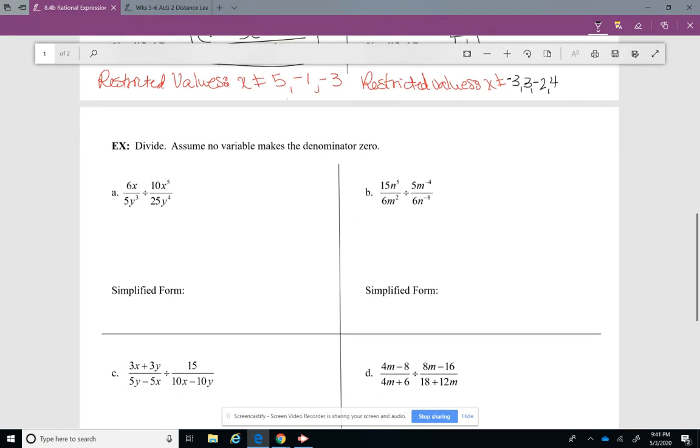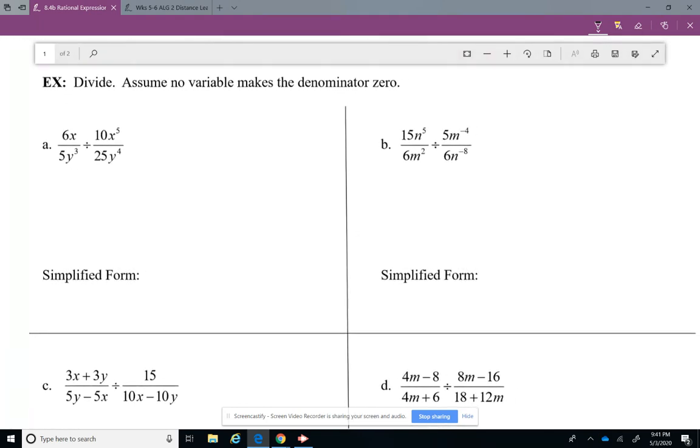Go ahead and go to the next page. That was multiplication, and now we're going to do division. This is the trick with division. It's going to be just like multiplication, except you're going to change the sign to multiplication and flip. So you're going to keep, change, flip. Keep, change, flip. Kentucky Fried Chicken. Keep it, change it, flip it.